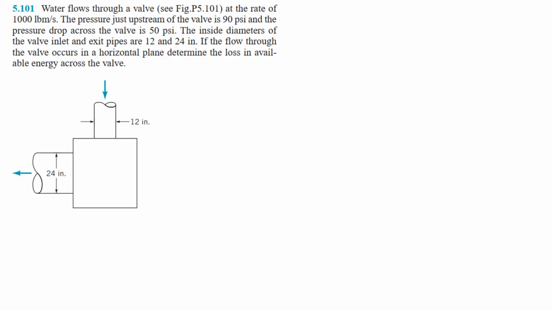So let's look at this problem. Water flows through a valve in the figure shown, at the rate of 1000 pound mass per second. So this is the mass flow rate, m dot, equal to 1000 pound mass per second.